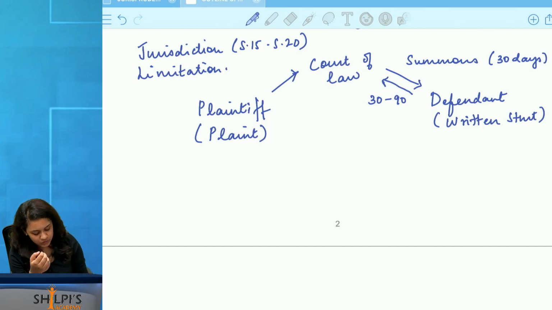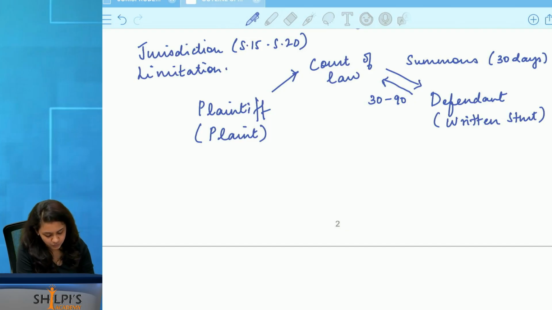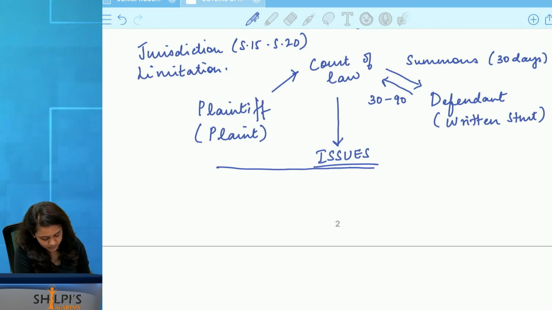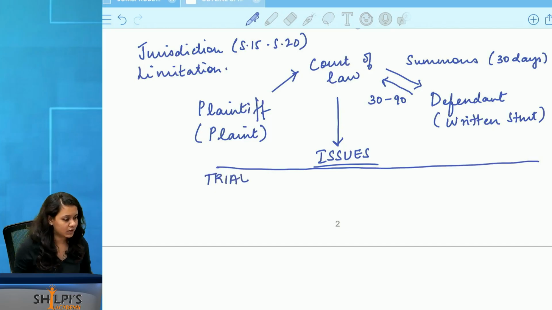Now, once all these documents are submitted, the court will go ahead to form the issues. What are the issues? Whatever is asserted by the plaintiff and denied by the defendant becomes the issues. Who forms the issues? The court of law will only form it. Okay. Now, based on these issues only, we can say that the formal procedure of trial has started.